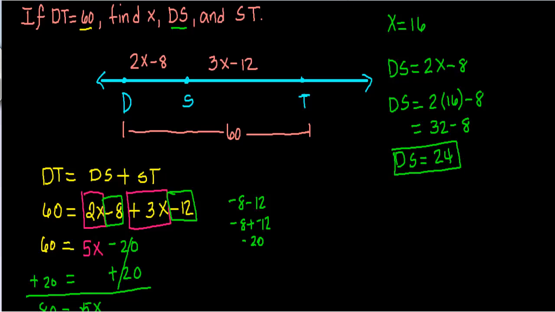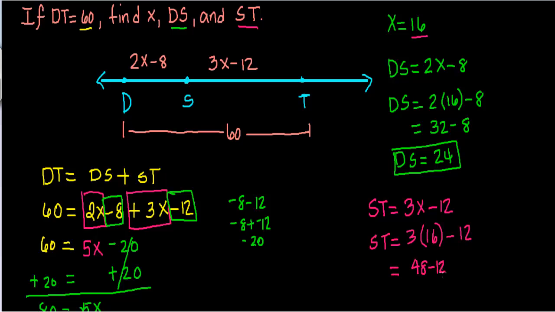Now let's go ahead and find ST. For ST, it says it is equal to 3x minus 12. Take the x that you found, which is 16, and substitute it where you have the x here. And now 3 times 16 is 48 minus 12, and that will give you 36. So ST is 36. Now let's use these numbers that we've found and check our diagram. If ST is 36 and DS is 24, then I should be able to add these two numbers and get 60. And we do. So this and this is correct, and so is our x.